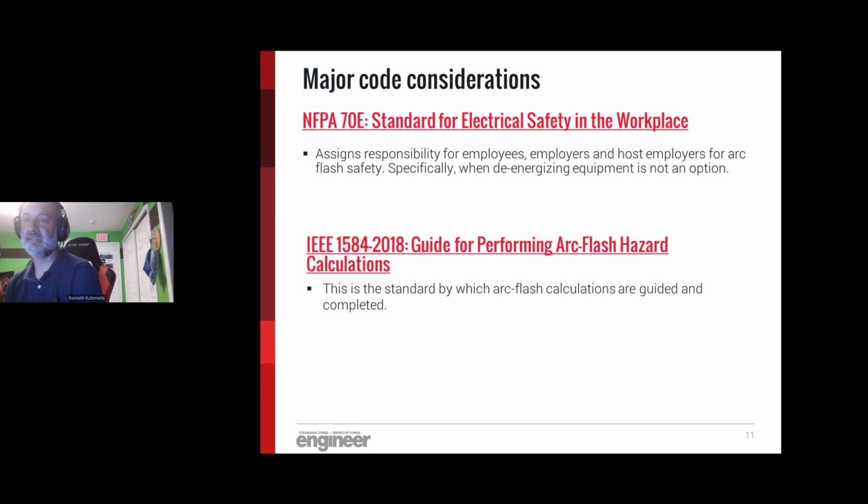The second one is IEEE 1584. It's the IEEE guide for performing arc flash hazard calculations. And this standard really defines how arc flash calculations are performed. It defines the parameters used to determine the incident energy and the severity of the arc flash injury. Some of those parameters include the magnitude of the arcing current, the working distance from that arc flash, and then the duration that the arc flash is allowed to propagate.